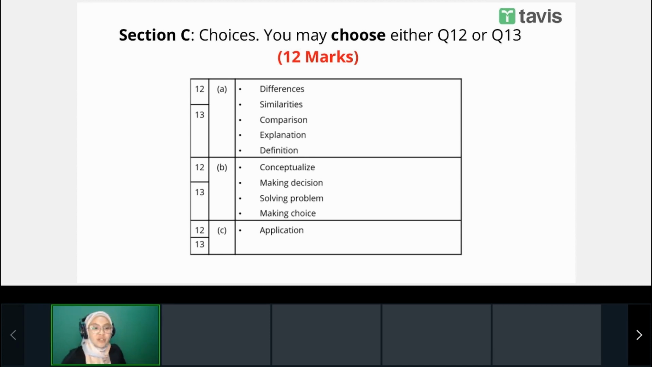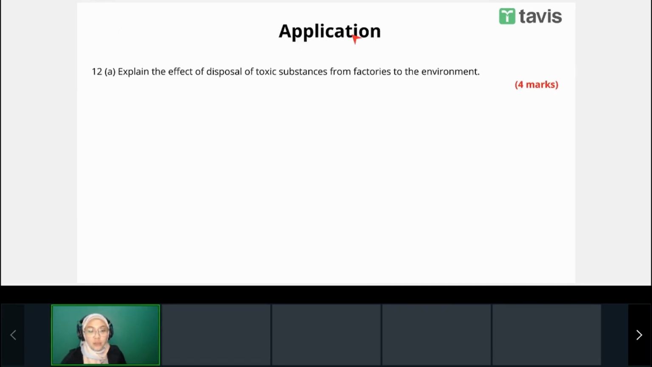Okay, we go to section C. Section C is the choice questions. We have 3 questions. The first one is question 11, and questions 12 and 13. Question 11 is an essay question. You have to answer that kind of question. And questions 12 and 13 are choice questions. You can choose. Okay, let's see the type of the question.